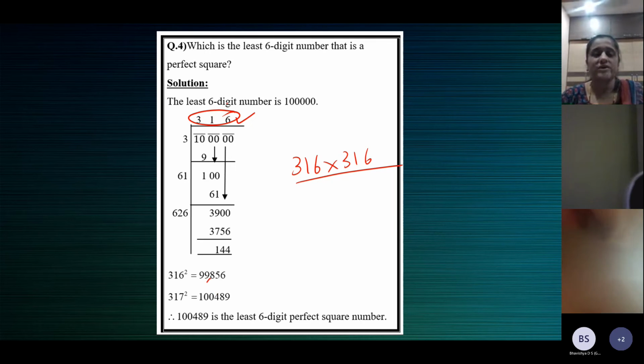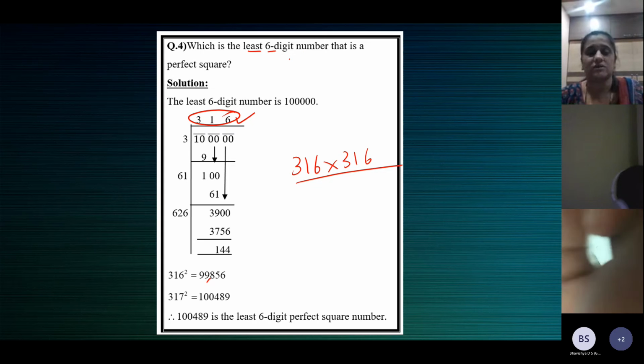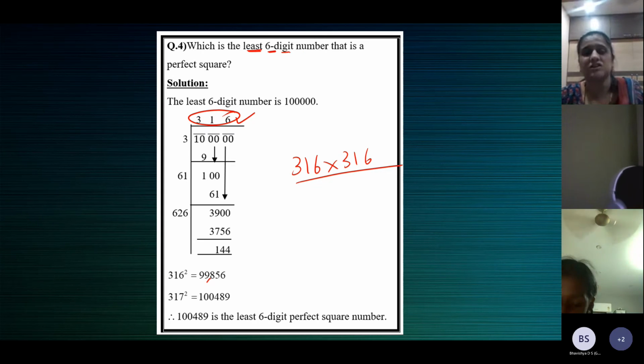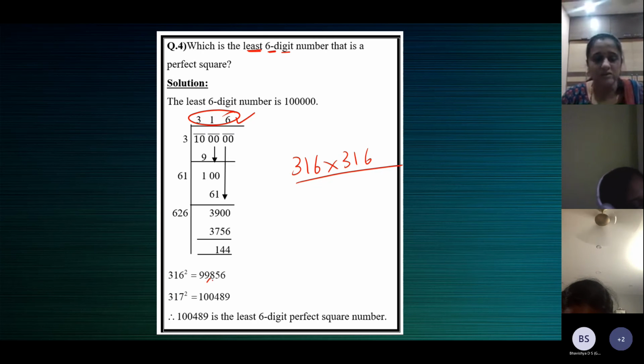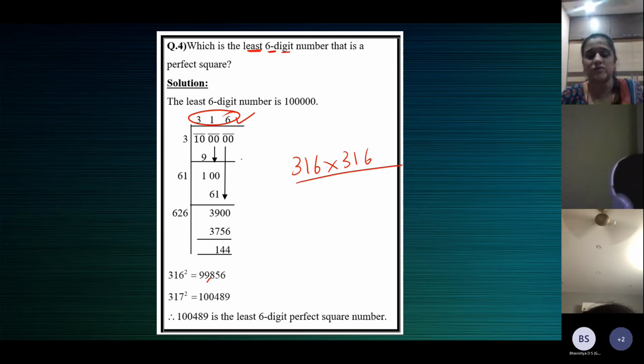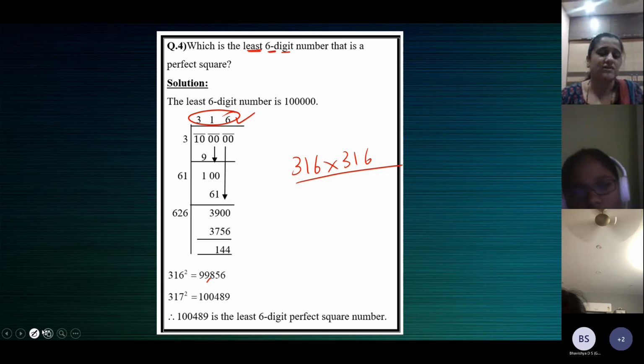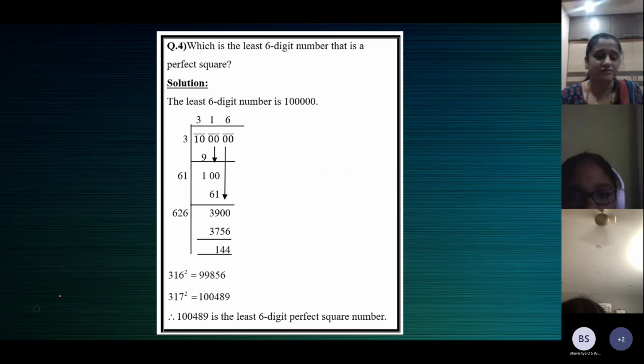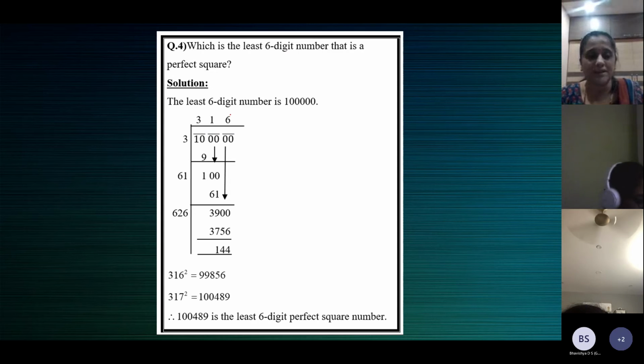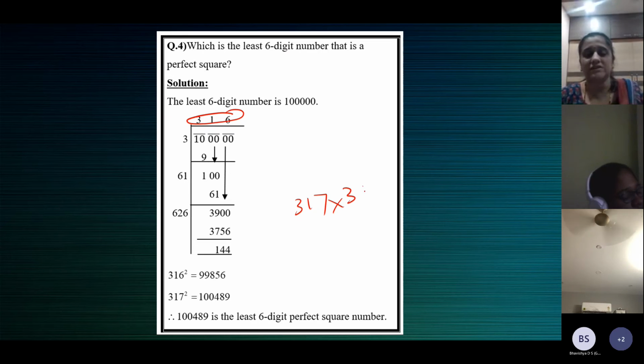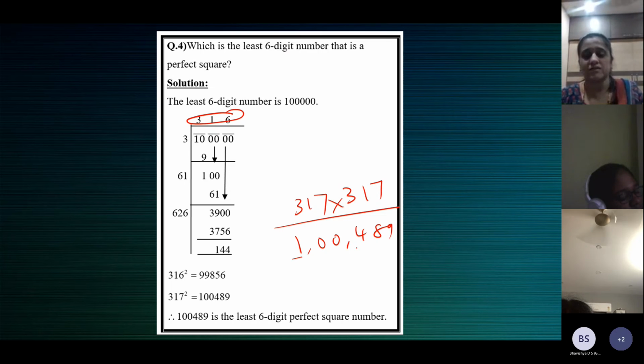You can see it here, 99,856. We are supposed to find the smallest 6-digit number, but this one is a 5-digit number. So that means 316 square is not working. So we'll take the successor of 316, which is 317. Multiply 317 with itself, you will get 100,489. And that is the smallest 6-digit number which is a perfect square.